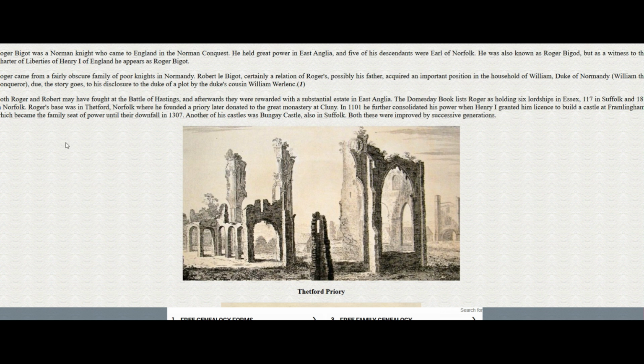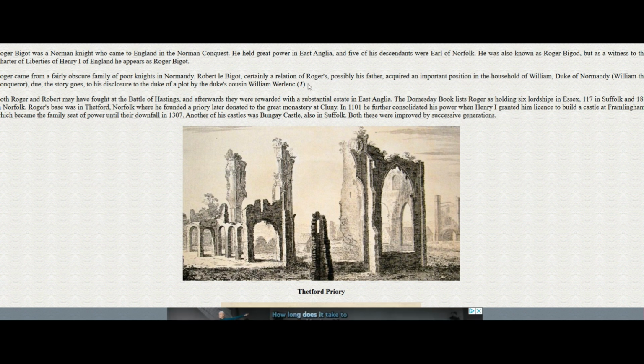He came from a fairly obscure family of poor knights in Normandy. Robert Le Bigot is certainly a relation of Roger's, possibly his father. So there we go. Very powerful man. And he was Lord of the Manor of Appleton. So he'll have seen the church at some point, I have no doubt. So there's Roger.